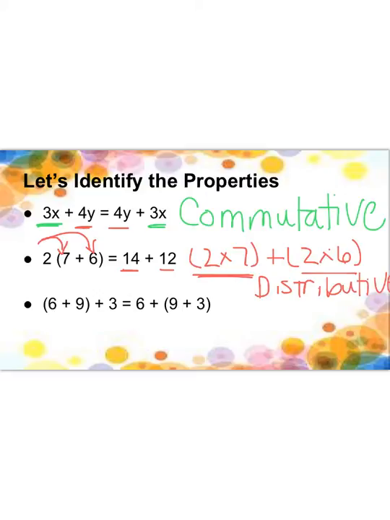Okay, last one. It looks like my grouping has changed. 6 and 9 are not together anymore. It's now 9 and 3. And so that is the associative property again.